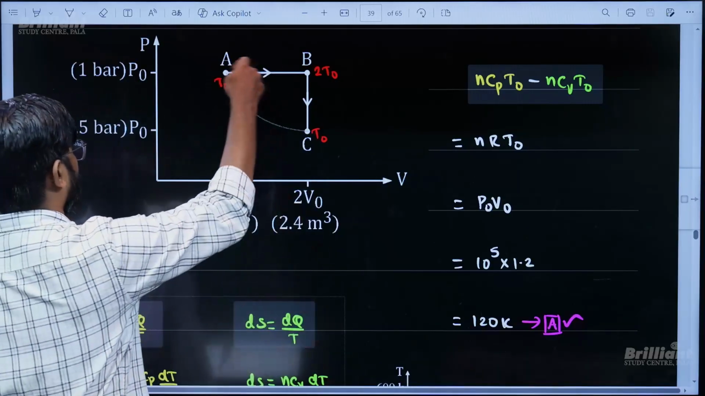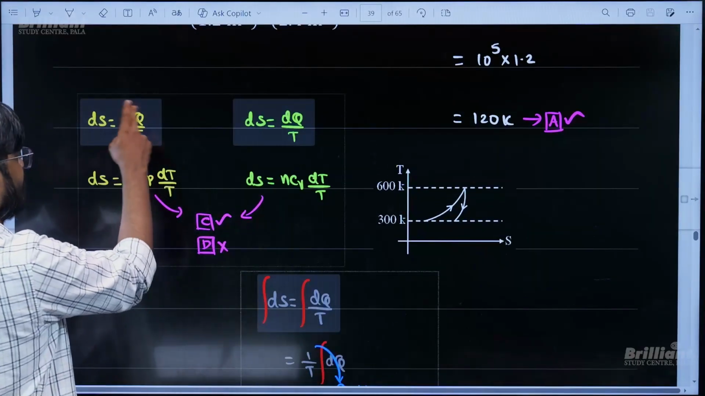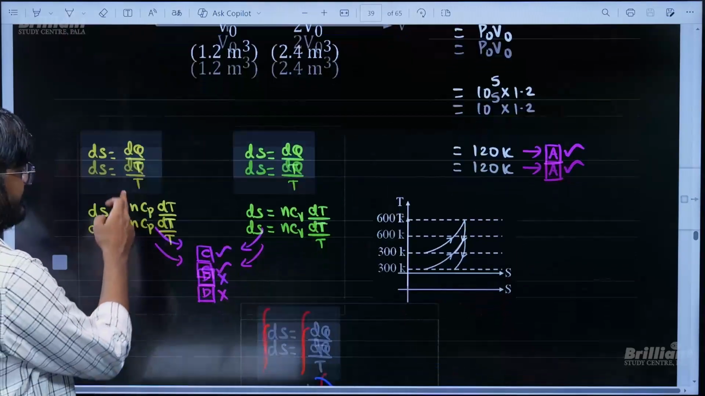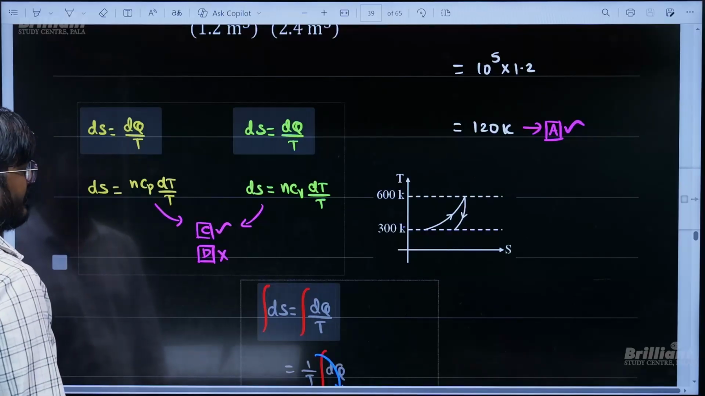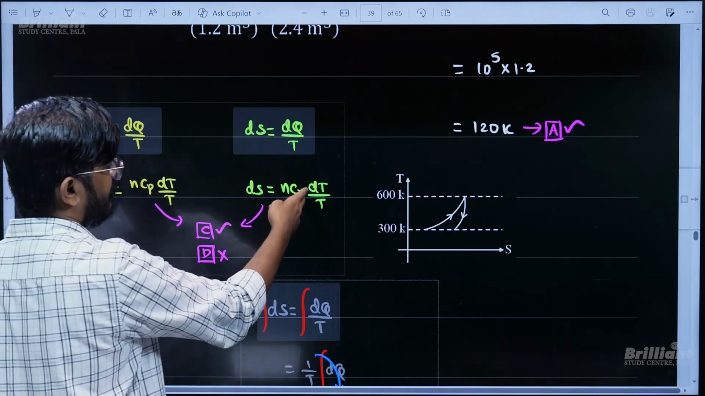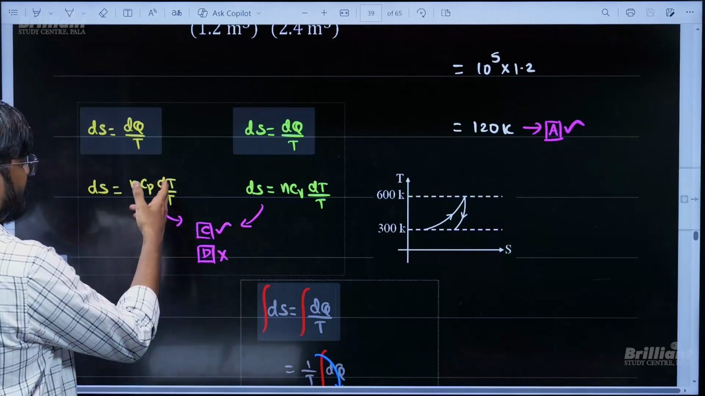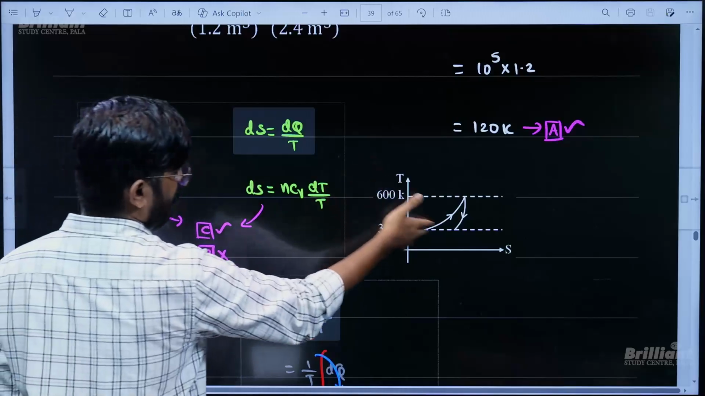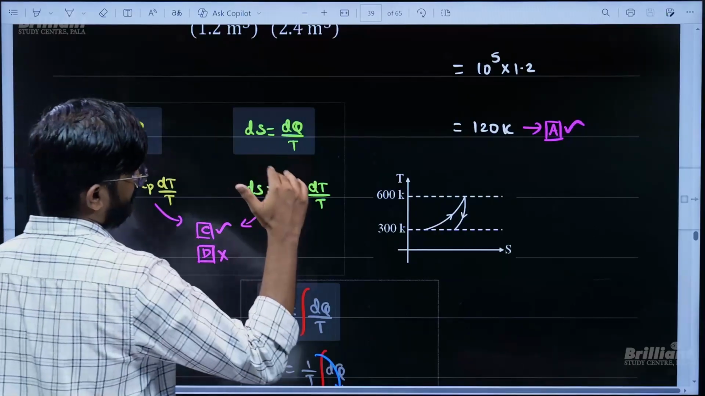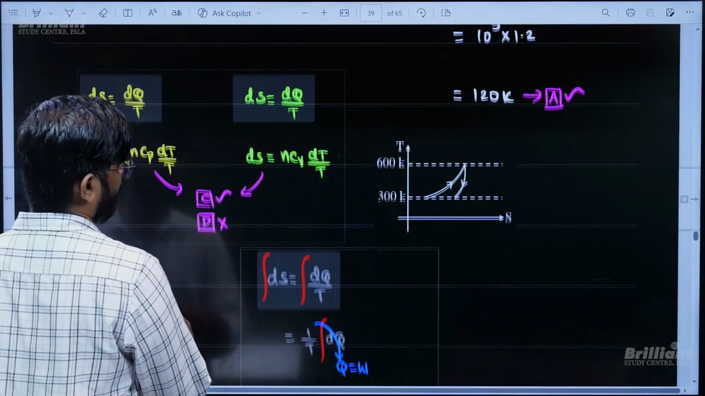Now if you want to plot the T versus S graph, the only thing you know is dS is dQ by T for a reversible process, and it is a constant pressure process, so dQ is going to be n Cp dT, giving dS equal to n Cp dT by T. Now from here you need to plot the graph. Similarly for the second process it is going to be n Cv dT by T. You can roughly estimate the slope dT by dS. The slope of this graph is given by dT by dS, which will be proportional to T. When temperature increases, slope increases. When temperature decreases, slope decreases. From there you can understand that is going to be the diagram you will be expecting.